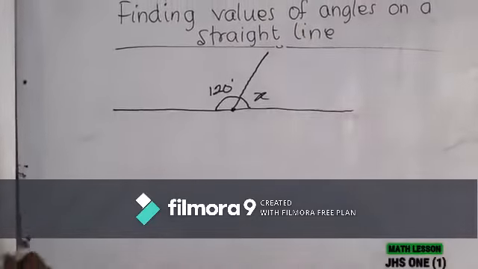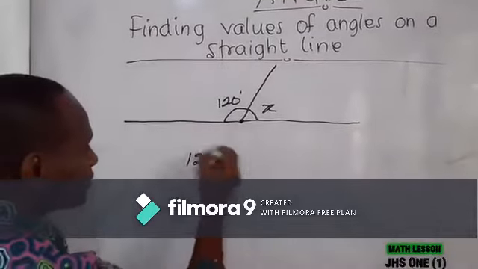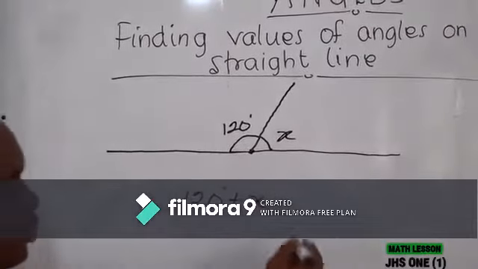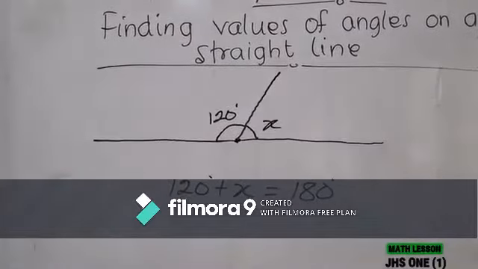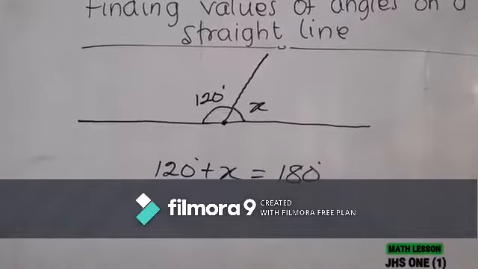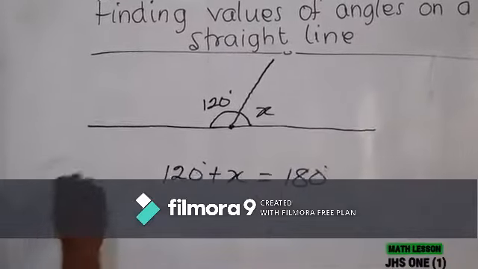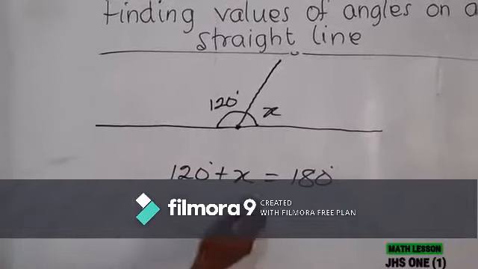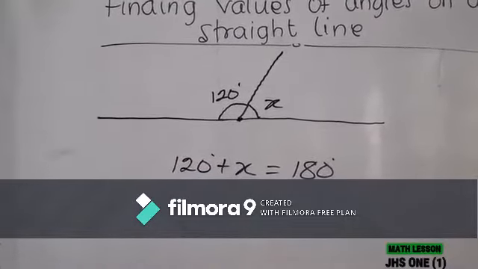But how do we calculate it? So, this is how it's done. You have 120 degrees. If you add it to this value x, it will give you 180. So you form an equation out of it. So we say 120 degrees plus x gives you 180. Why? Because the two angles are on a straight line. And the value of the straight line angle is what? 180. So you add these two, you get it.